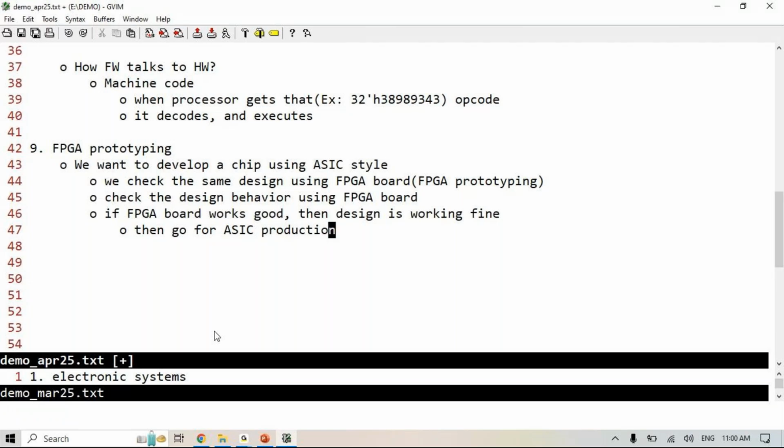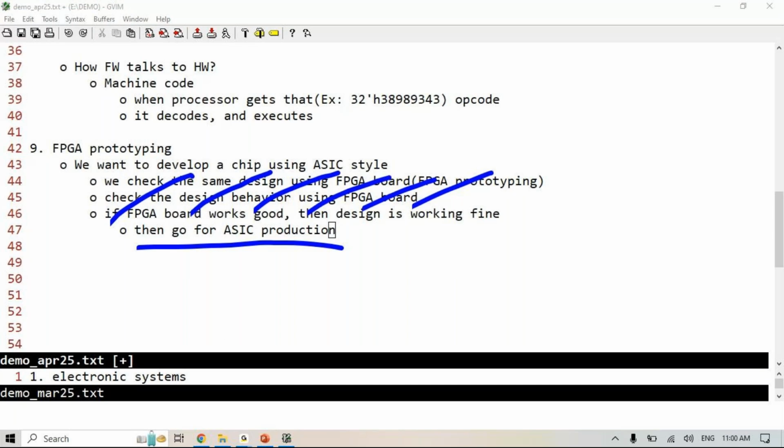Otherwise, what happens if you skip this step and directly go for ASIC production, and some bug is there in the ASIC? You have to redo the entire thing. That's why people do something called FPGA prototyping. Not a very complex concept, right? Simple concept. Finally, your idea is not to sell FPGAs. You want to sell ASICs only. But you check that using FPGA. Once you see that it is working with FPGA, then you go for ASIC bulk production.